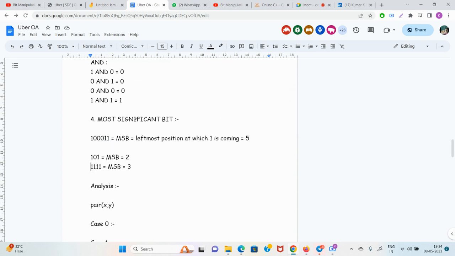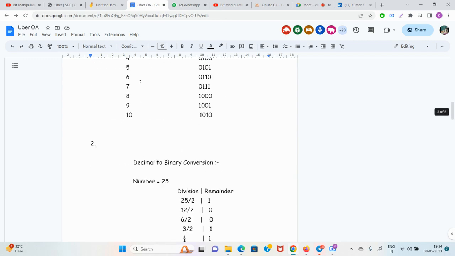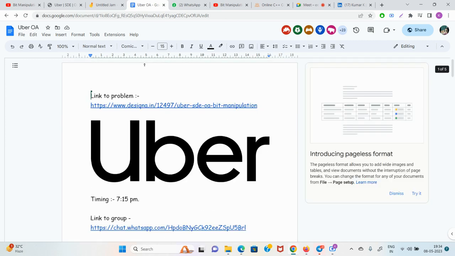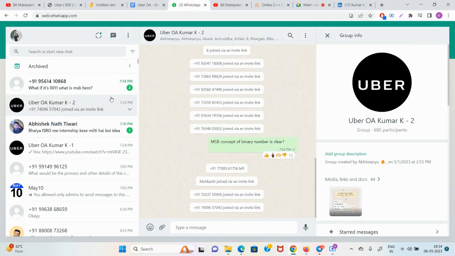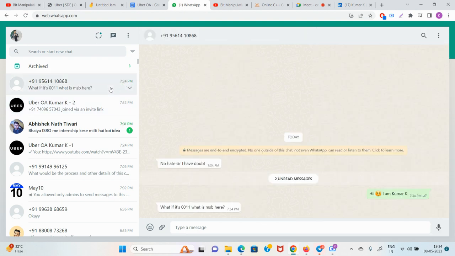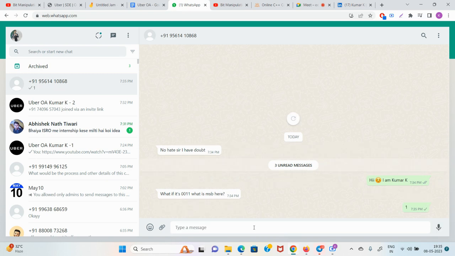Now, guys, let's try to analyze. Okay. What the question is telling us? Question is telling us, tell us all the valid pairs where the condition will be satisfied, right? What if the 001, what will be the MSB there? Okay, so the MSB for this will be 1. Okay, because at first position 1 is there.